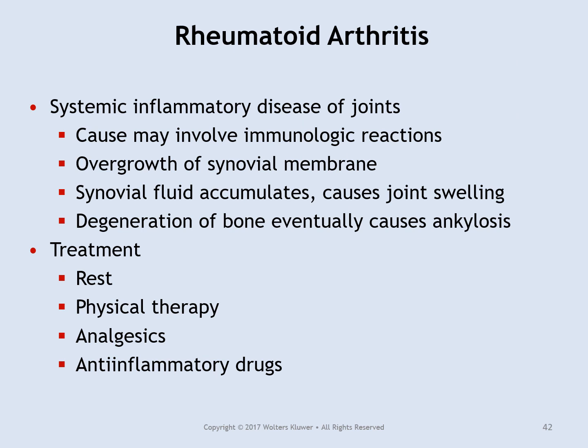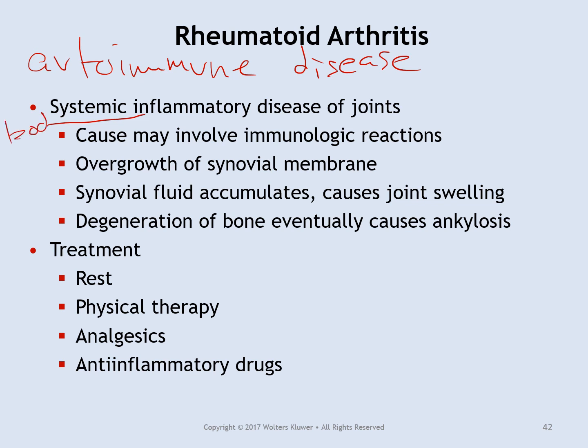Rheumatoid arthritis is also arthritis, a very different type of arthritis though. This is not your typical wear and tear of the joint. This is one of our autoimmune diseases. We have a lot of autoimmune diseases that we look at in this class. So this is inflammation of all the joints. Systemic inflammation, which if you remember means the whole body, not just one place.